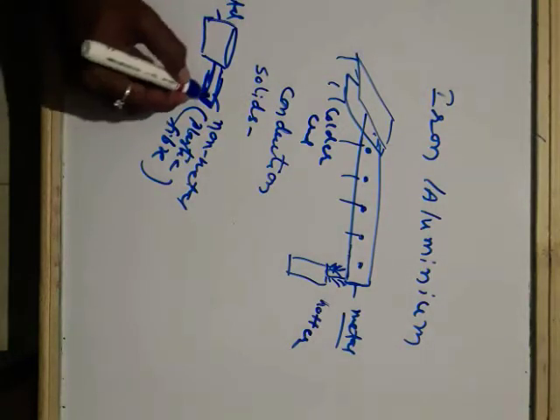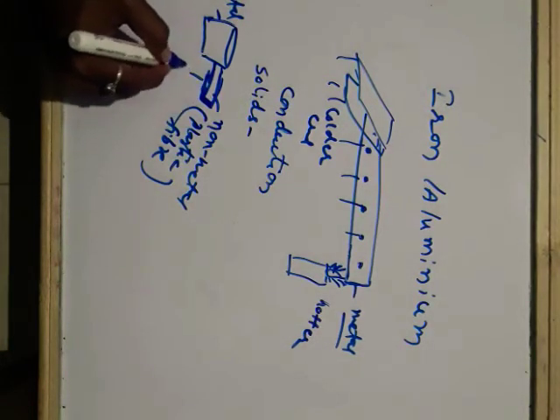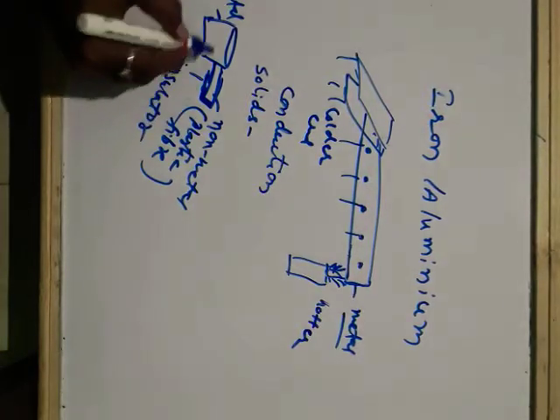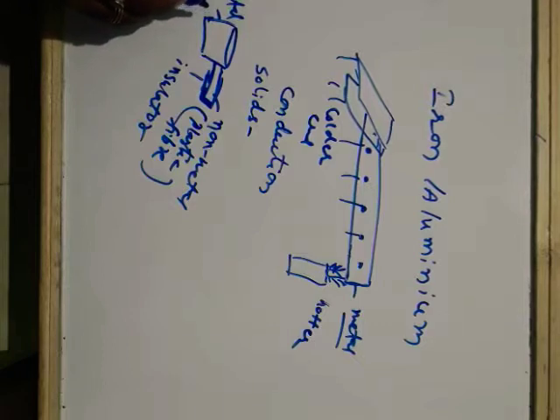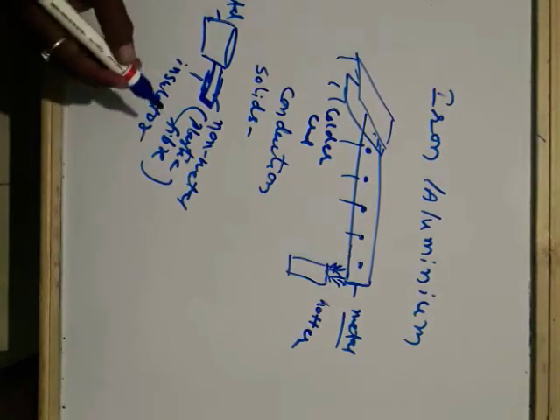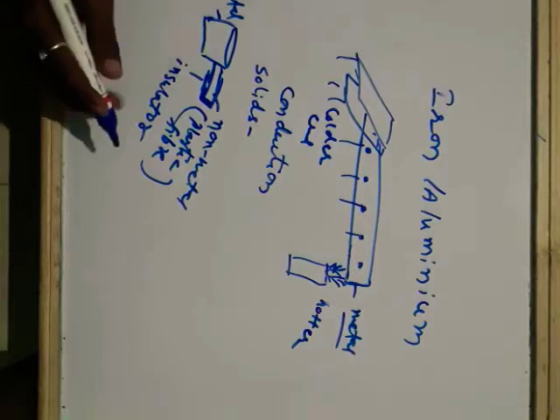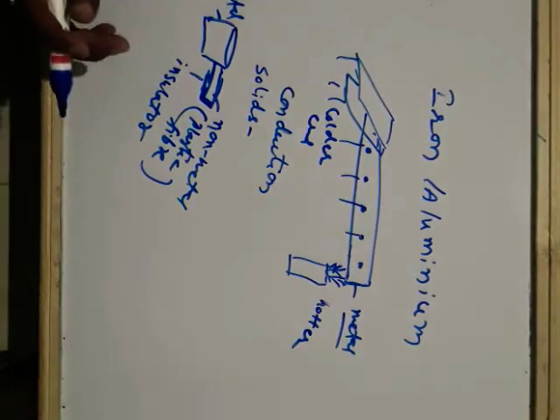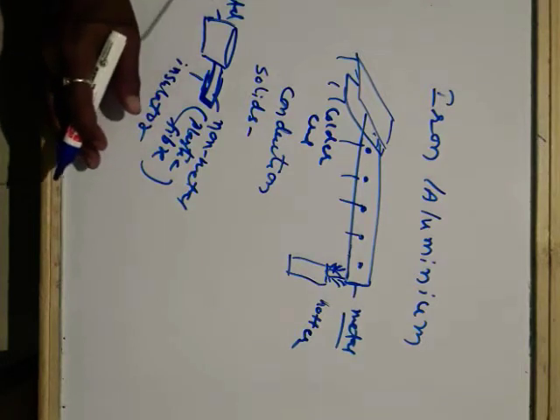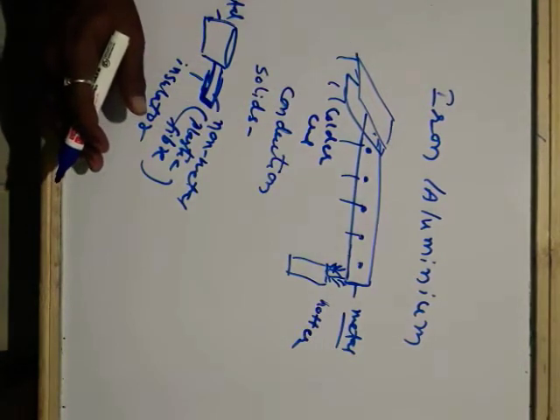So this will act as an insulator. Metals are generally good conductors of heat and electricity. Non-metals like plastic, rubber, wood, they all are non-conductors.